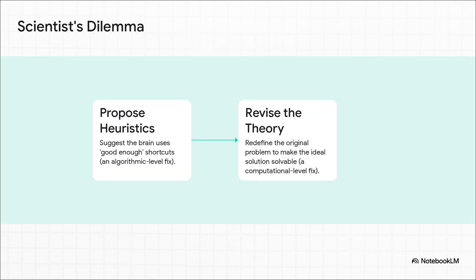And this puts scientists at a fascinating crossroads. When you hit this wall, you've really got two options. Option one, you can change the how. You can say, okay, maybe the brain doesn't use the perfect algorithm. Maybe it uses a heuristic, a mental shortcut, a good enough rule of thumb. Or option two, and this is a big one, you go all the way back to the top and you revise the what. You realize, wait a minute, maybe I defined the original problem all wrong to begin with.